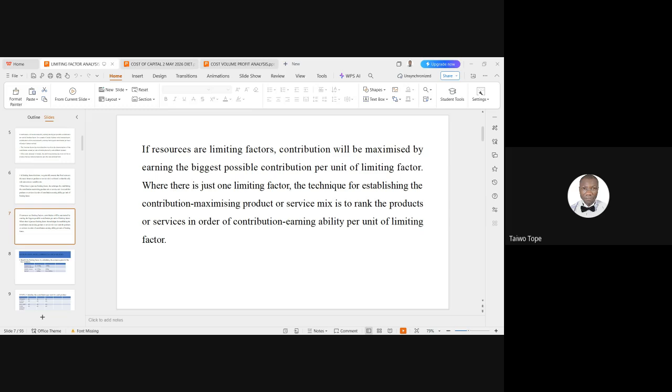Now take note, there are two steps of contribution. The normal contribution we compute is selling price less variable cost, or contribution equals profit plus fixed cost. That is constant. Once you determine your contribution per unit of each product, the next step is to divide your contribution per unit by the limiting factor usage per unit. That is called contribution per limiting factor. Let me show you so that this grammar will not be too much.